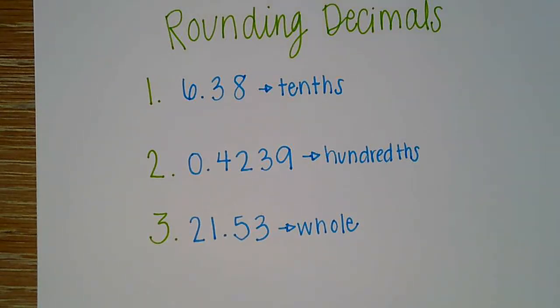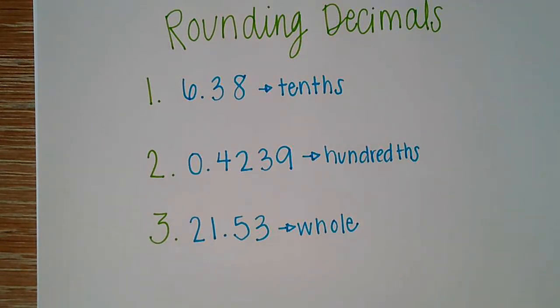Today we are going to talk about rounding decimals. When we round decimals, we are simplifying our numbers. We're cutting them off at a point where we can have a more simplified number to make it a little bit easier to use. So let's start here. We've got three numbers that we're going to round to different place values.